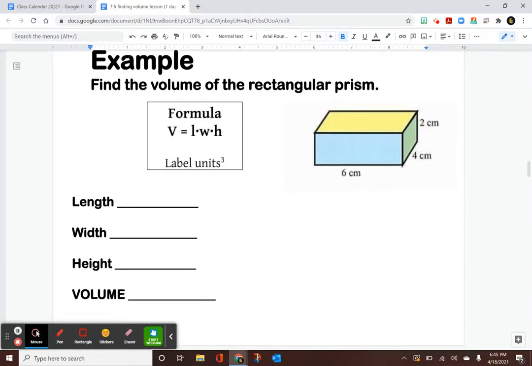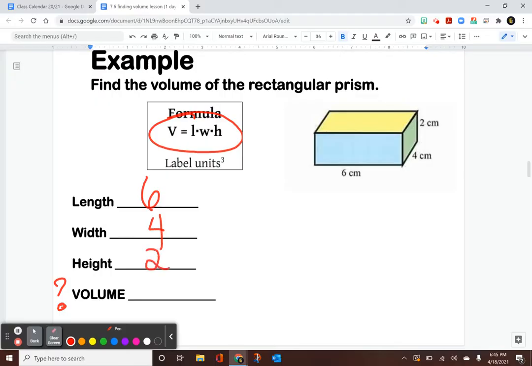Here's my example. I'm going to find the volume of this rectangular prism. You can see the formula is on my screen. Now, I am wondering, what is the volume? But I know the length is 6, the width is 4, and the height is 2.